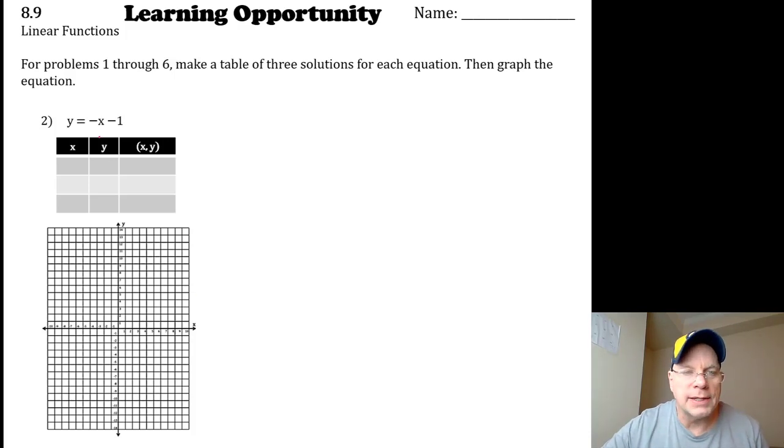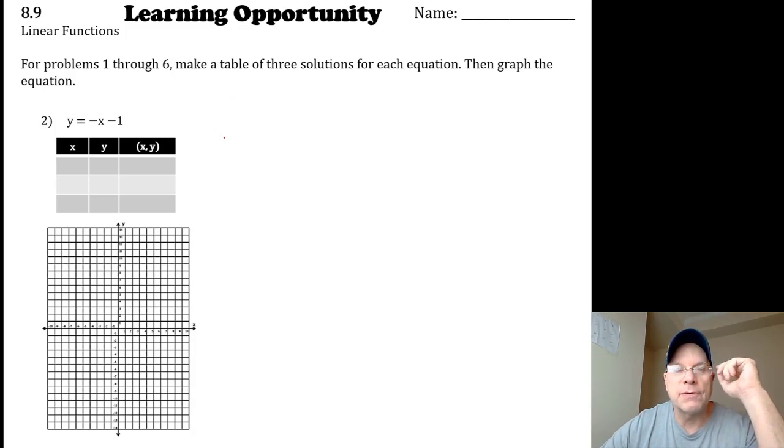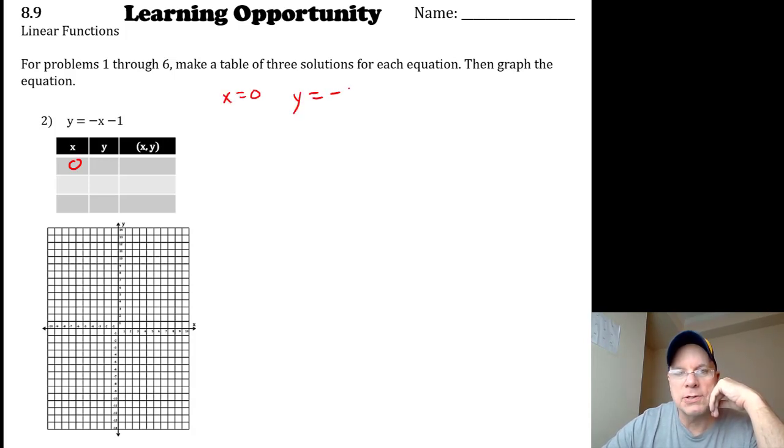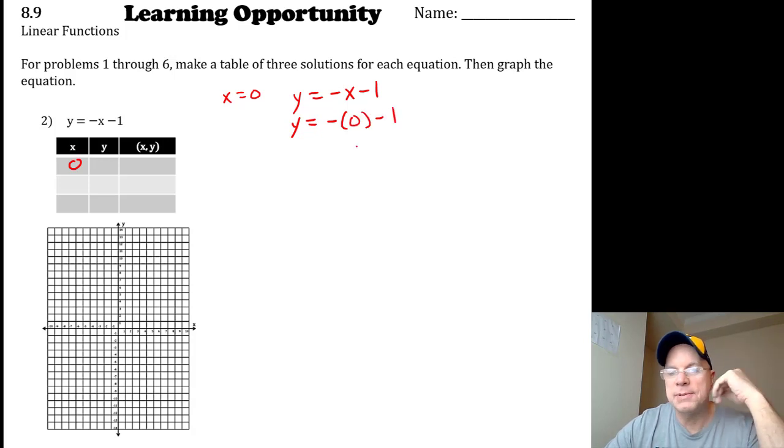Number 2, y equals negative x minus 1. Of the first 6 problems, this might be the trickiest one, because you really have to, let me show you what I mean. X equals 0. When you write the equation, you substitute the input x. This negative x means the opposite of x. So y is equal to the opposite of 0 minus 1. Well, the opposite of 0 is just 0. So for 0, it's not so hard.